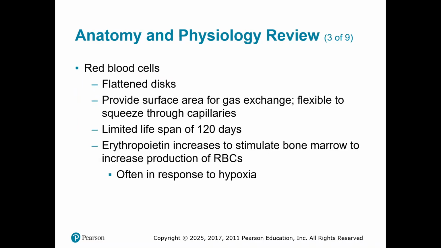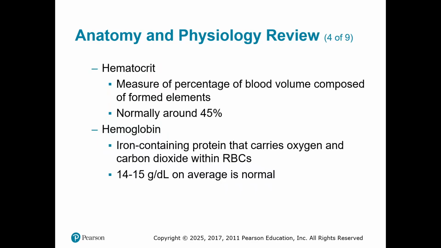EPO is increased to stimulate bone marrow to increase production of red blood cells. This increase is often due to becoming hypoxic. The body realizes it's hypoxic, realizes it needs more red blood cells to be carried, and will start generating them. Hematocrit is a measurement of the percentage of blood volume composed of formed elements, and it's around 45%.